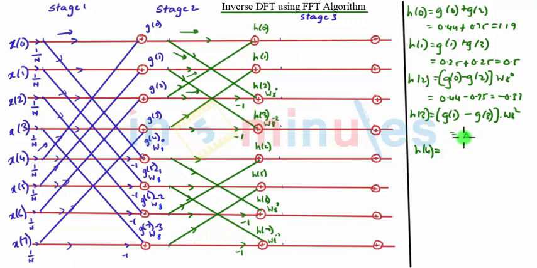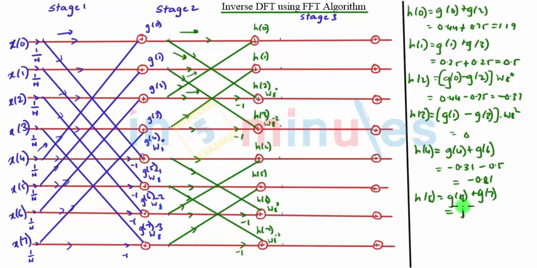H of 4 is equal to g of 4 plus g of 6. That will give us minus 0.31 minus 0.5, that is minus 0.81. H of 5 is equal to g of 5 plus g of 7. That is j0.35 minus j0.35. Again 0. H of 6 is equal to g of 4 minus g of 6 multiplied by w raised to 0, that is 1. So minus 0.31 plus 0.5, that is 0.19.